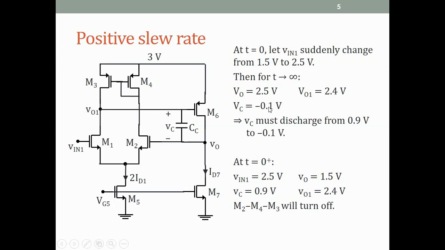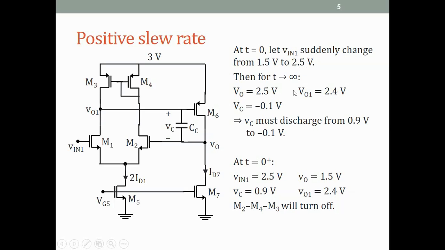Now, as we've done before while doing slew rate analysis, it is good to first start by looking at the circuit as t tends to infinity, which is the circuit when it goes back to a new DC state after the input was changed at t equal to 0. So as t tends to infinity, the input voltage is 2.5. Therefore, the output voltage will also be 2.5. It's a unity gain amplifier.